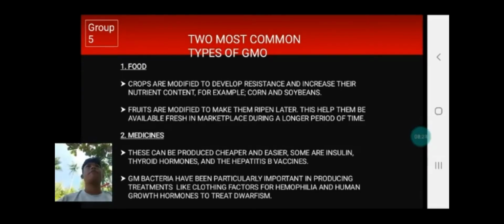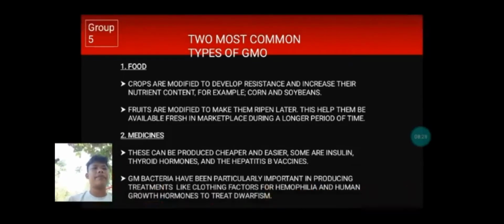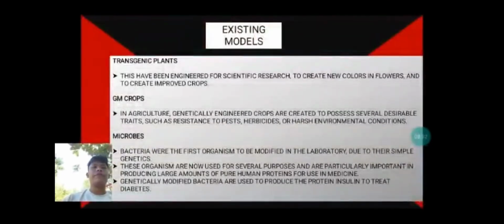Understandable naman kaya siya. So let's proceed to the next topic. Next is the existing models. Okay, so first is the transgenic plants. Okay, so what do you mean by transgenic?